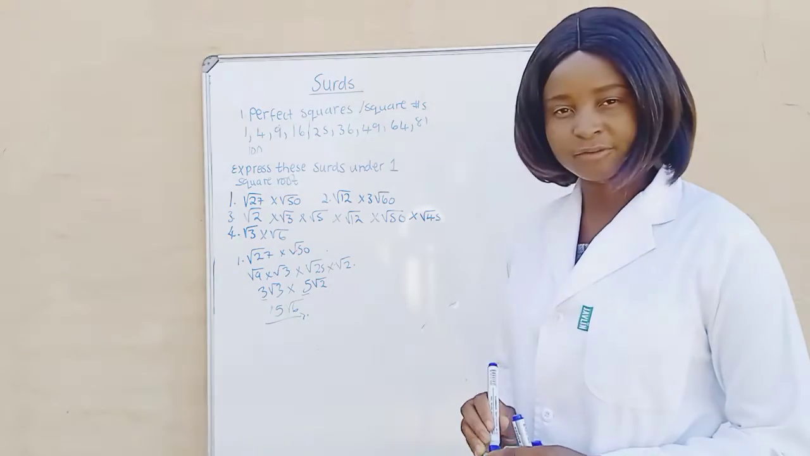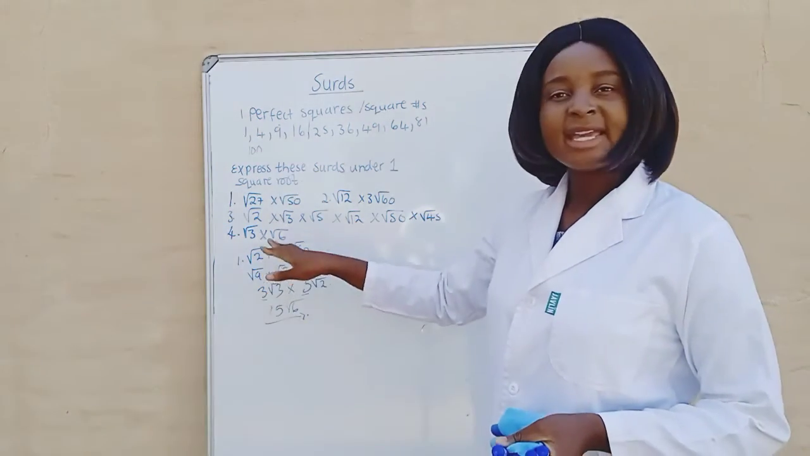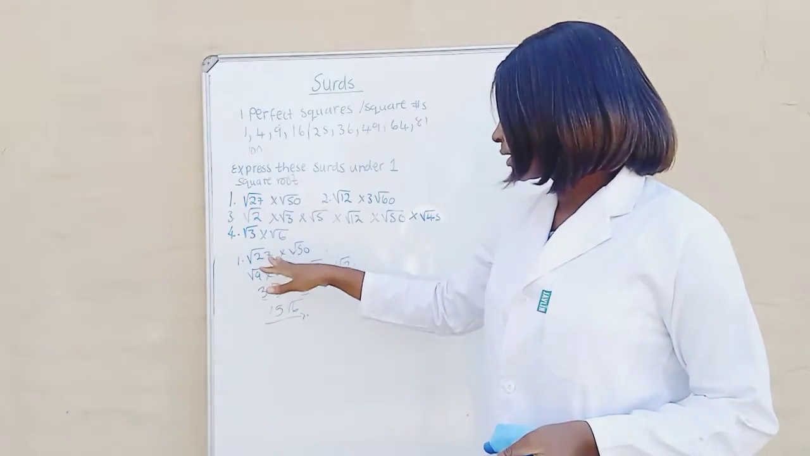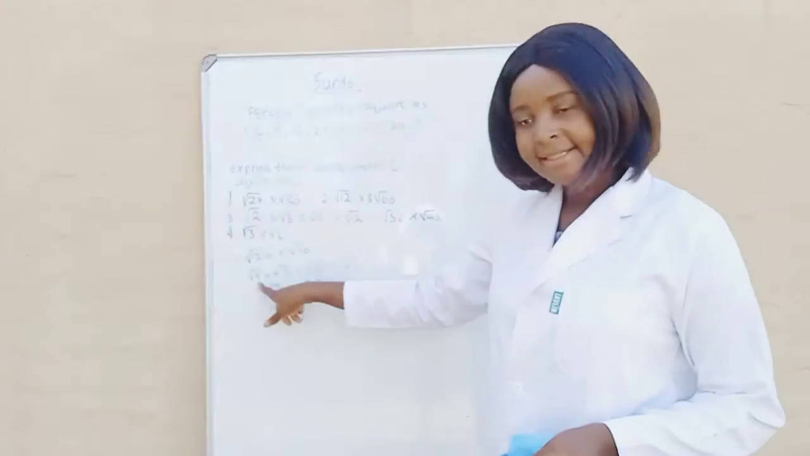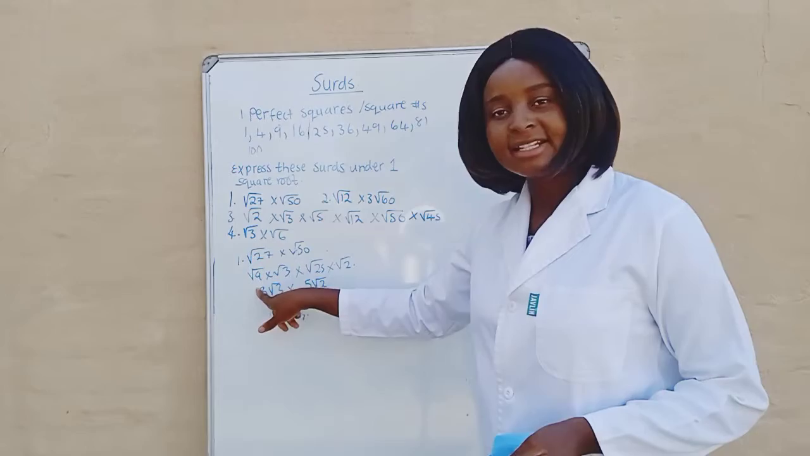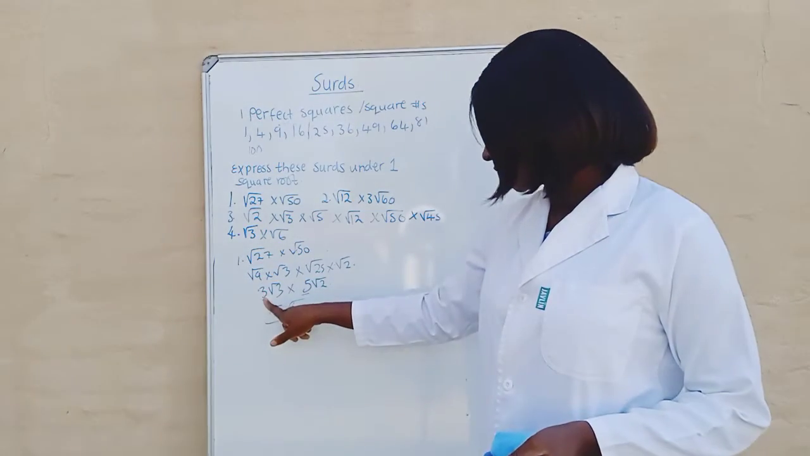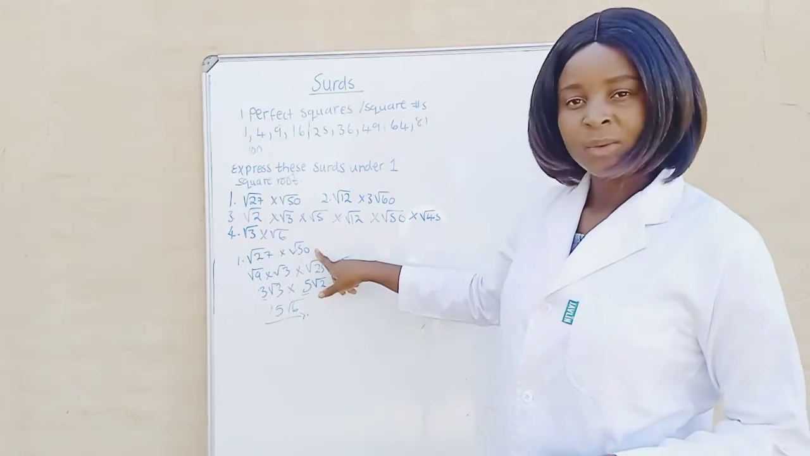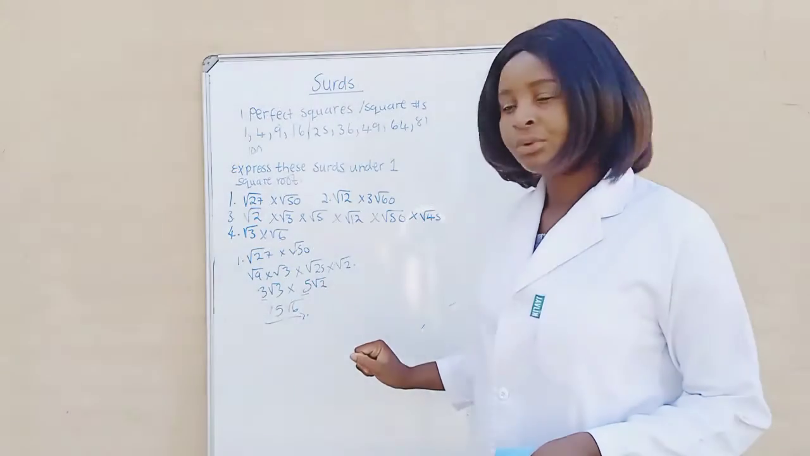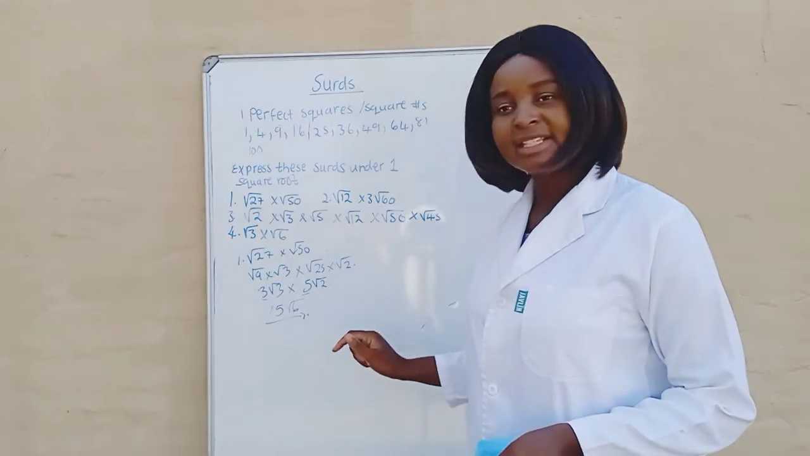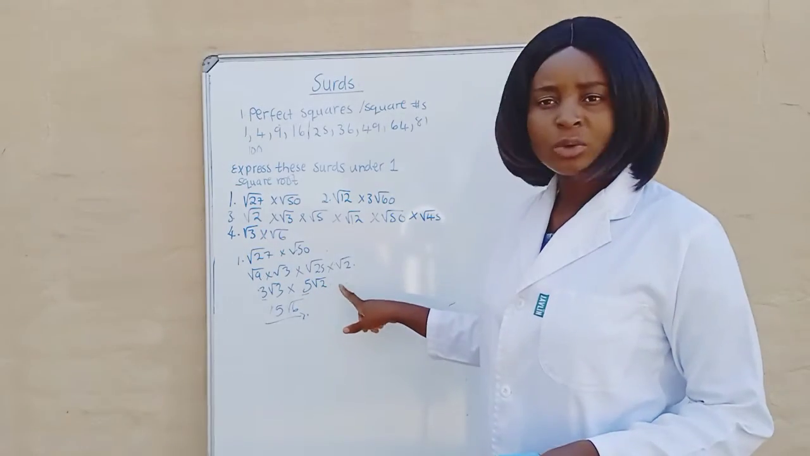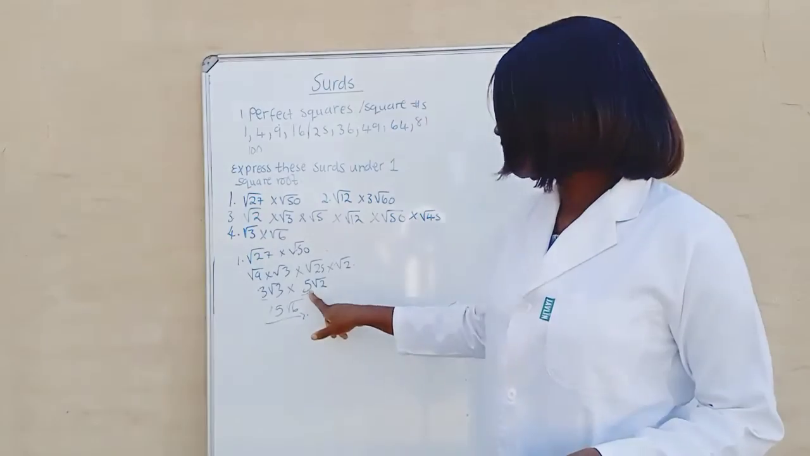I hope you guys were following. We simplified them individually. Our 27 became root 9 times root 3. 9 is a square number. The square root of 9, we know it's a 3. Okay? Root 50, we say it's 25 times 2. The square root of 25, we know it's a 5. There's our 5. The square root of 2, we don't know. So it's 5 root 2.